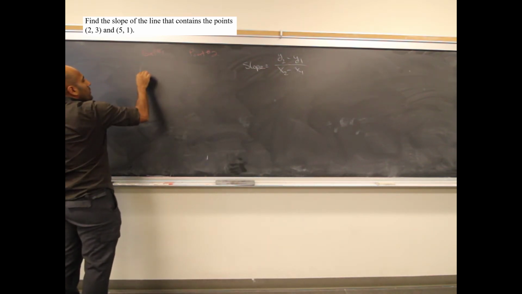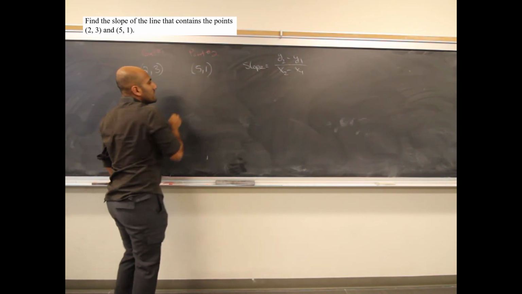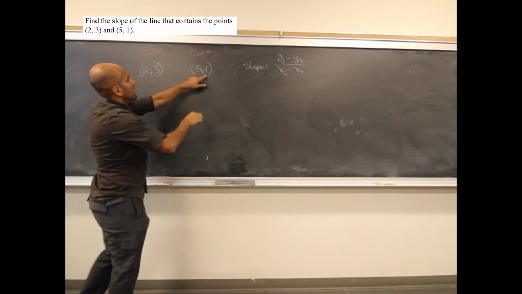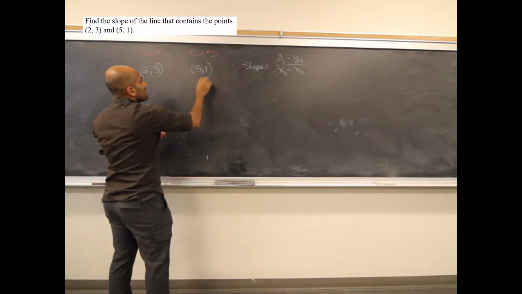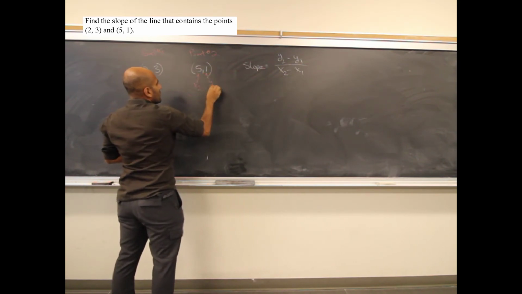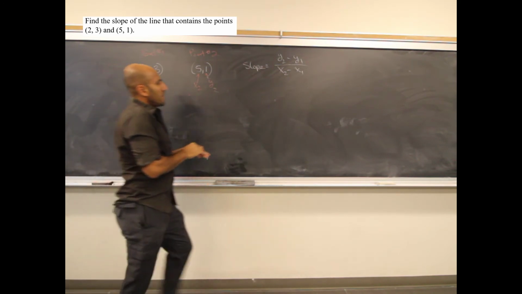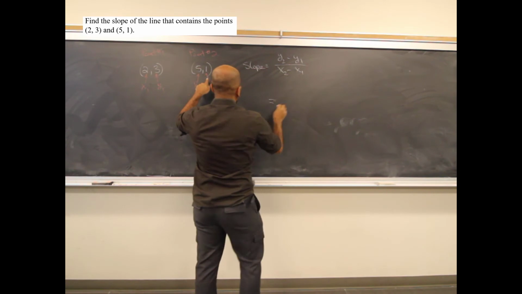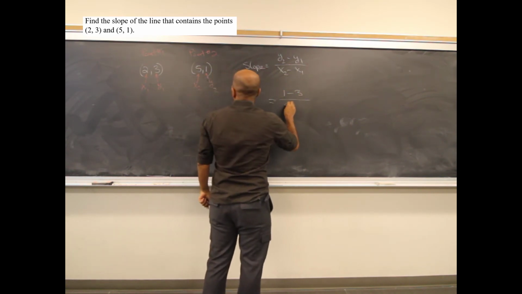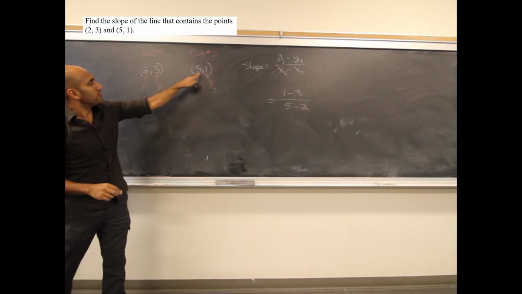Faster here. So point 1 we're going to label as 2, 3. Point 2 we're going to label as 5, 1. We're going to plug it into our formula, which means that this one here is point number x2, y2. This one is x1, y1. And if we plug it into our formula, we'll end up with 1 minus 3 divided by 5 minus 2. Right? 1 minus 3, 5 minus 2.